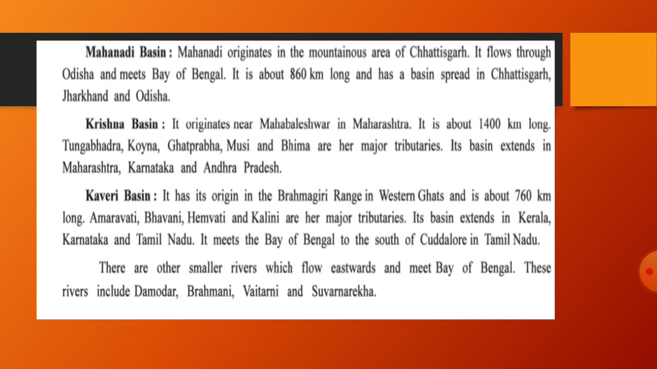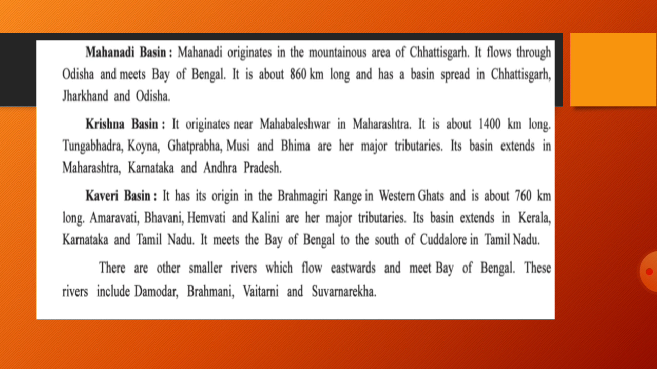Krishna Basin. The Krishna starts from near Mahabaleshwar in Maharashtra, and it is about 1400 kilometers long. Tungabhadra, Koyna, Ghataprabha, Musi and Bhima are its major tributaries. Its basin is spread over Maharashtra, Karnataka and Andhra Pradesh.